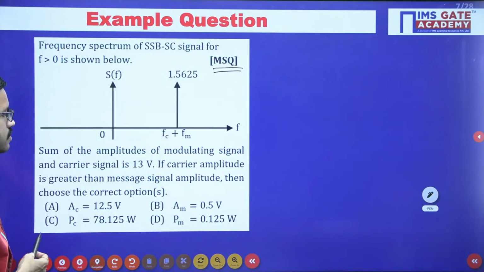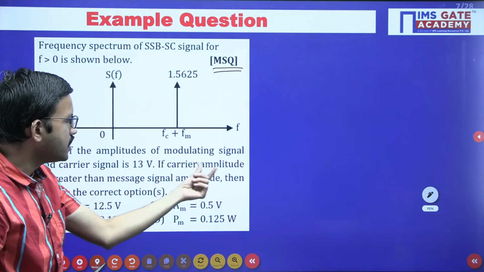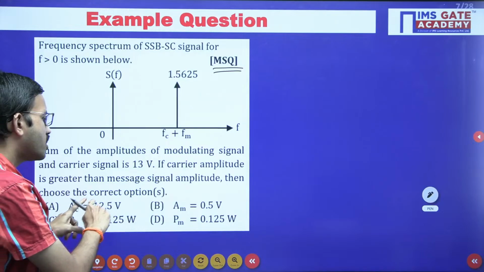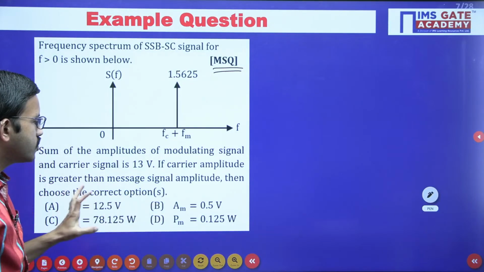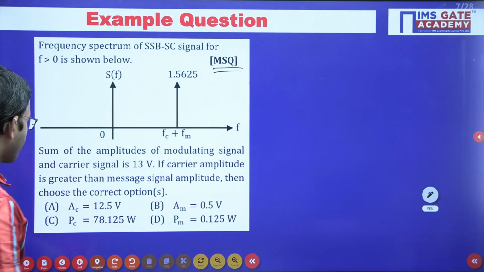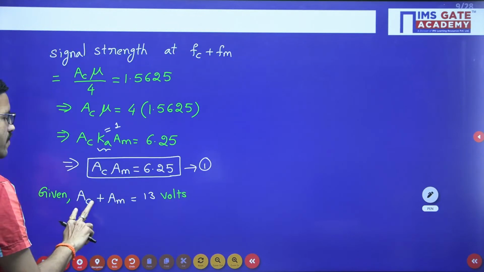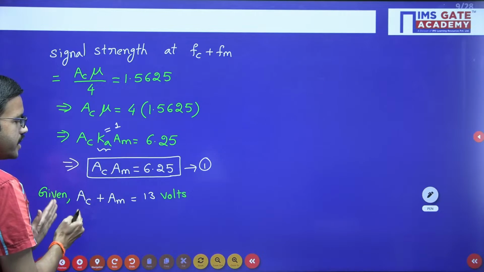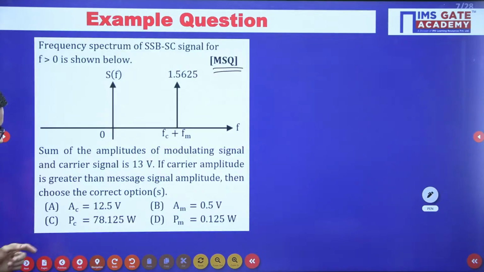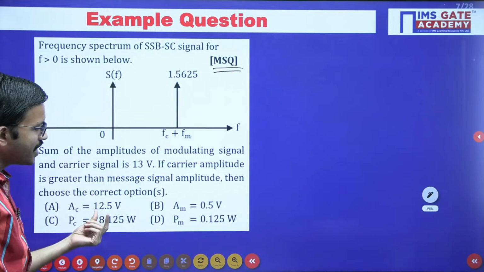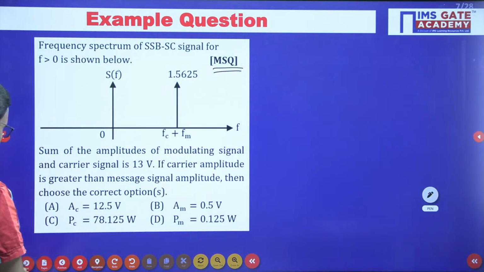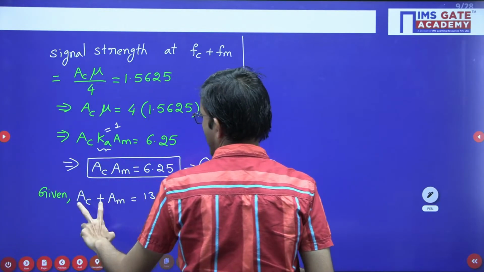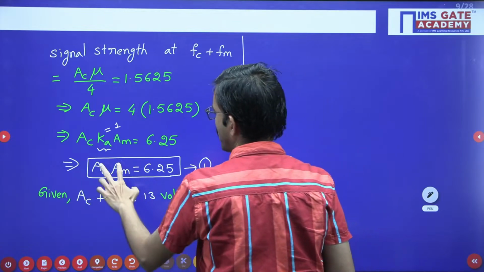Let us read further in the question. If the carrier amplitude is greater than the message signal, then among the 4 choices you have, whichever are really correct you have to choose. Here you have AC plus Am and here you have AC Am. Now we have to calculate AC minus Am, because in option A you have the AC value and in option B you have the Am value. I hope you have studied this formula in mathematics: here you have the addition of 2 variables and here you have the product.